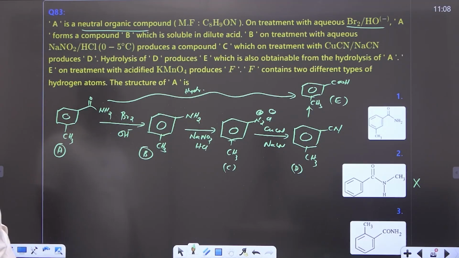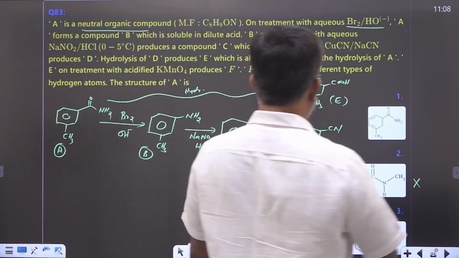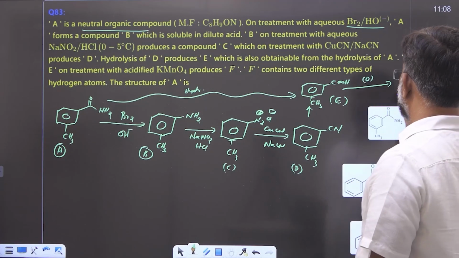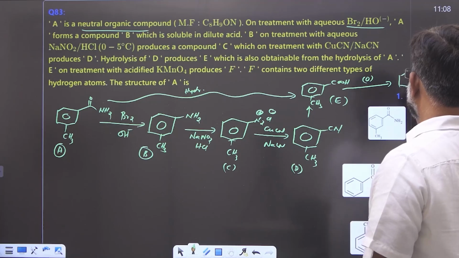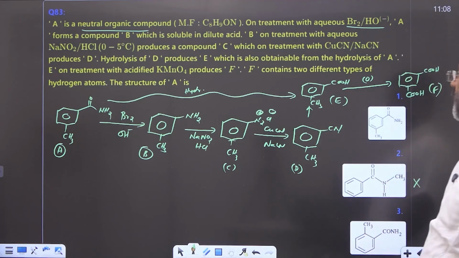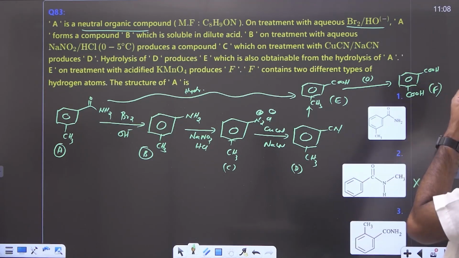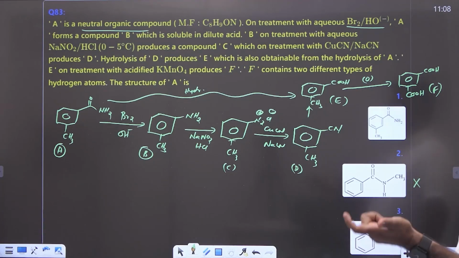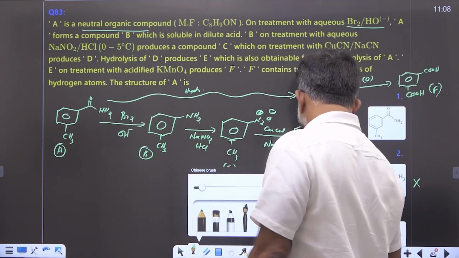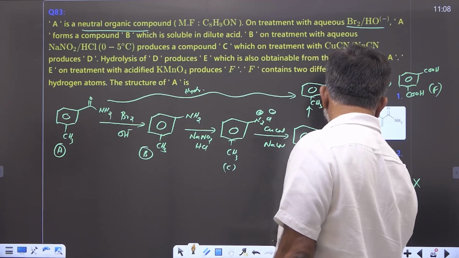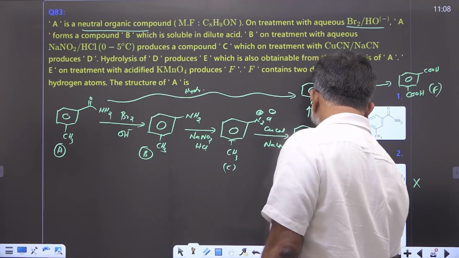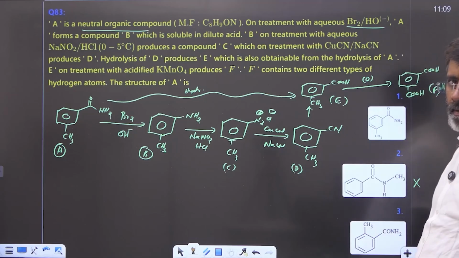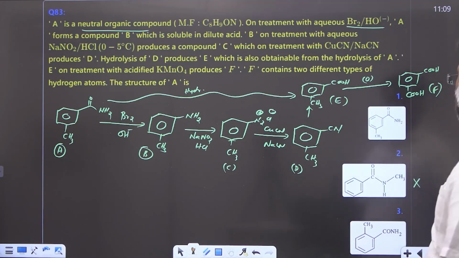E on treatment with acidified KMnO4 forms F. This when treated with KMnO4, oxidation reaction, you get isophthalic acid. This is F. F contains two different types of hydrogen atoms. Let's see, that is the triggering, that is the important final conclusion regarding the answer.